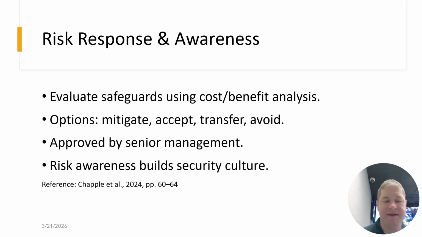Once risks are identified, organizations must decide on how to respond to them. This typically is done using a cost-benefit analysis, where the cost of implementing a control is compared to the expected loss if the risk occurs. There are four primary risk response strategies. One is to mitigate, which means to reduce the risk using controls. Two is to accept, acknowledge the risk without taking any action. Three is transfer, which means shift the risk, often through insurance or outsourcing. And the final one is avoid, eliminate the activity causing the risk overall.